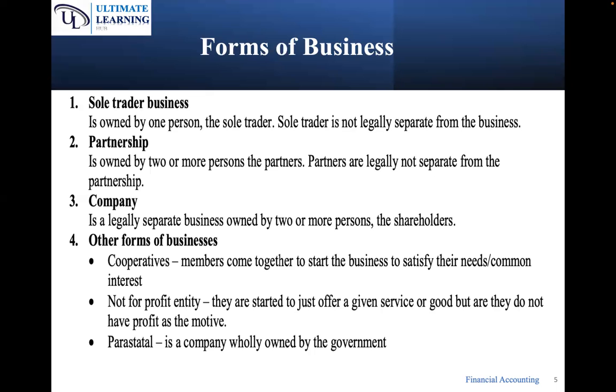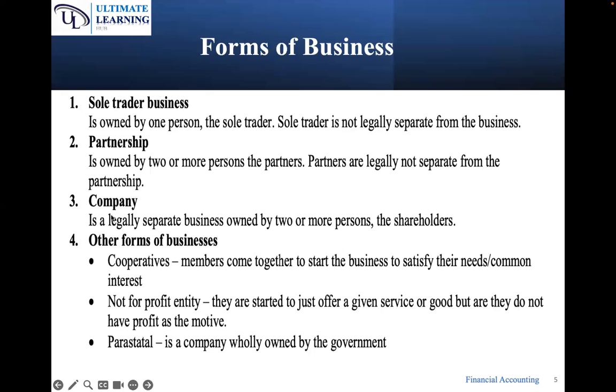The second form of business is what we call a partnership. A partnership is owned by 2 or more persons that are known as partners. Partners are legally not separate from the partnership, just like in sole traders. In other words, you cannot separate the two. You cannot split the partnership from the owners of the partnership.